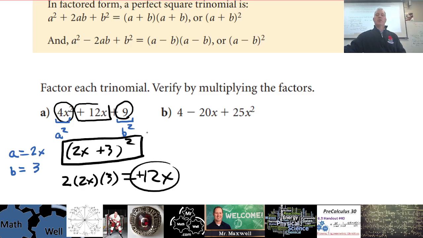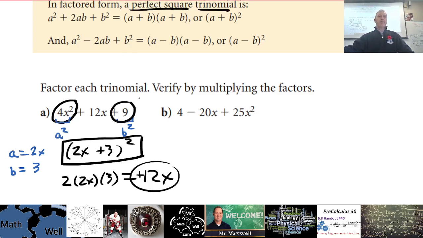Okay? And this thought process will go pretty quick in your mind once you kind of get the hang of it. So again, you're looking for, if it's a perfect square trinomial, this will be a perfect square, and this will be a perfect square.